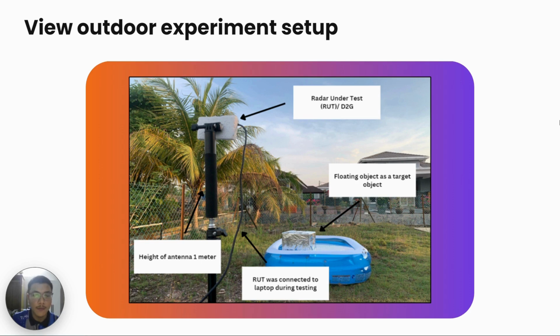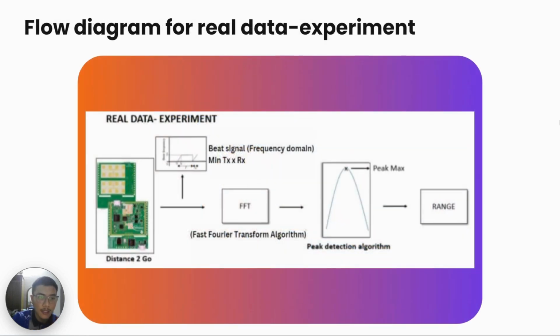So this is the flow diagram for the real data experiment. For the distance, we will take the output, which is the beat signal, the mix between the transmit and receive signal from the reflecting signal from the floating object, and then we will process it with the fast Fourier transform algorithm, which is the code. All the code itself we have made in MATLAB, and after the fast Fourier transform algorithm, we will go to the peak detection algorithm, that's to find the peak max, and the last one is the range estimation.